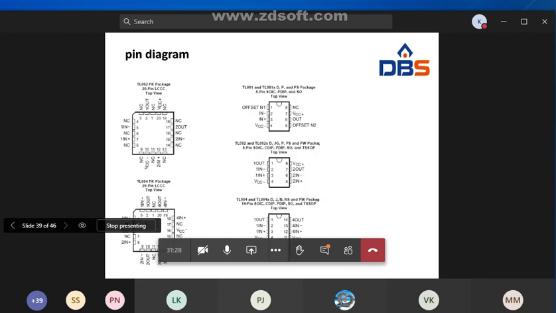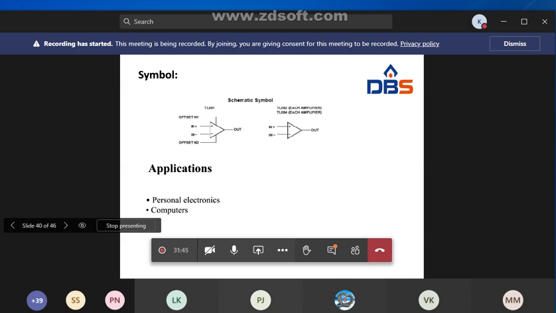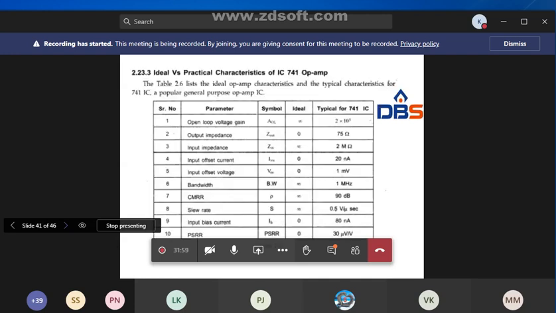These are some pin diagrams. TL082 is an 8 pin IC. So these are some pin diagrams of this TL08 series, a symbol and applications. In the applications, this IC can be used in computers and in electronics applications.